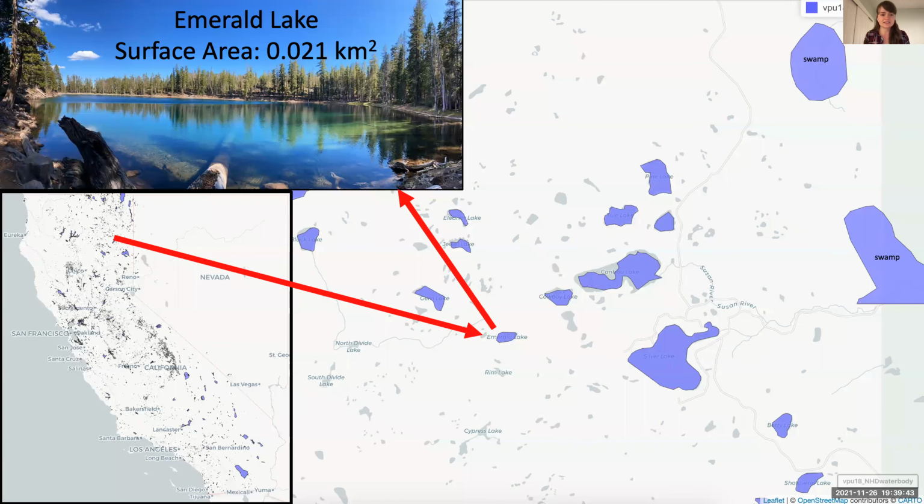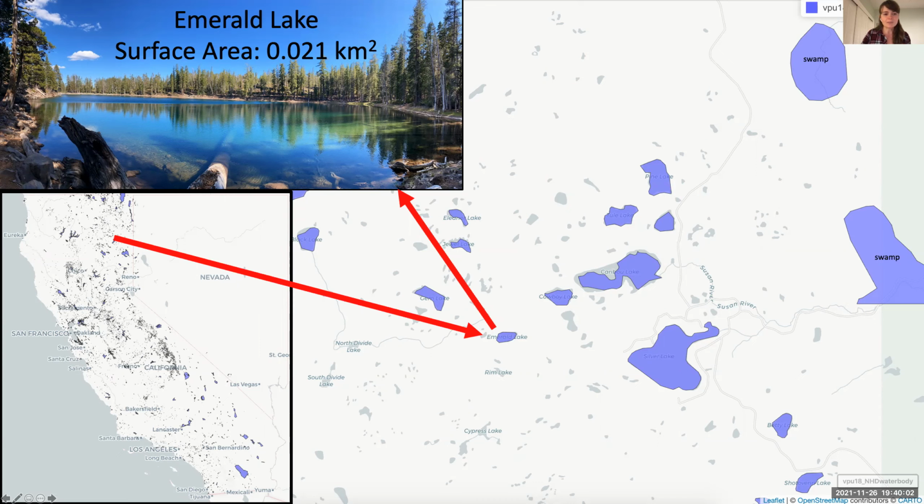So let's look at one such area. Here I've zoomed in on the Lassen National Forest. First, this is an inset map of all of California, and I'm zooming in on this region here in the Lassen National Forest. This big map is that. And I'm pointing to one particular lake, a photograph of which is right here.